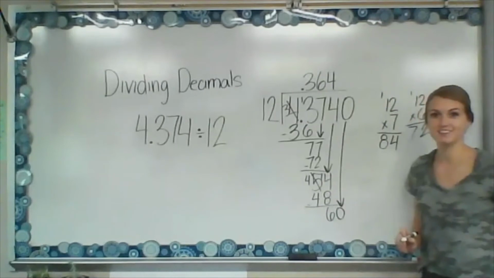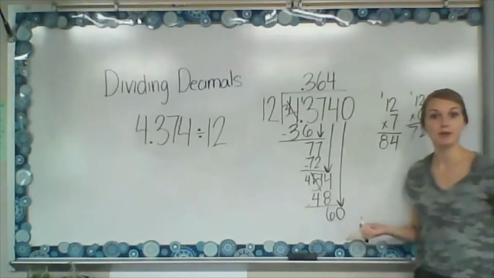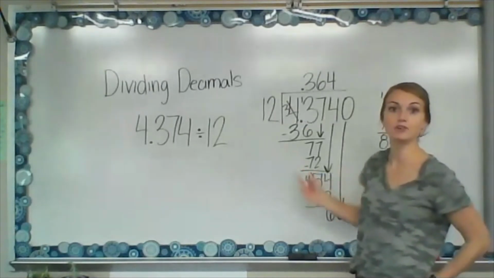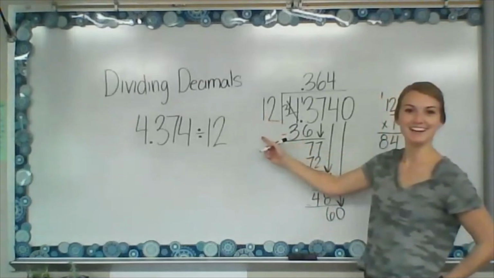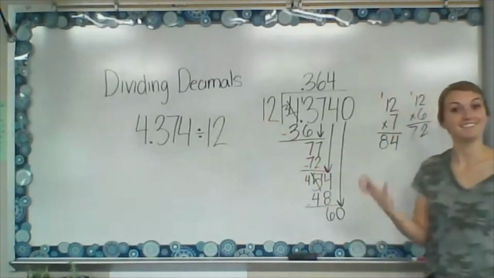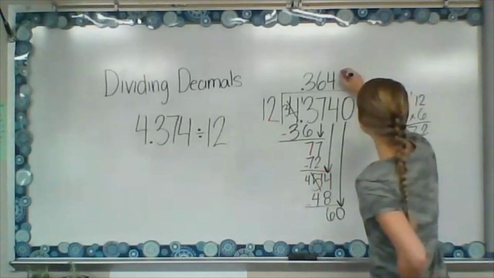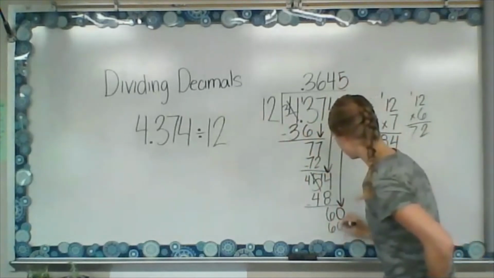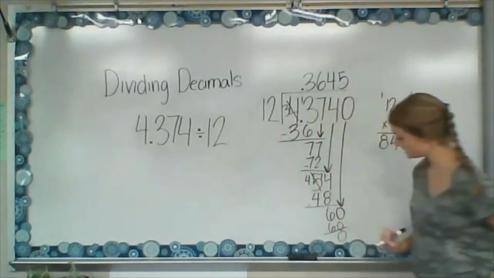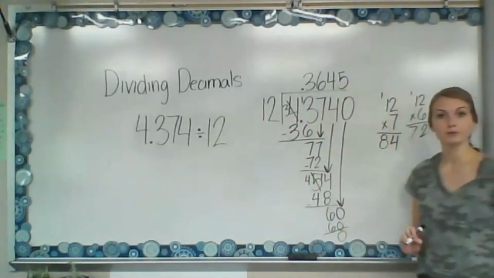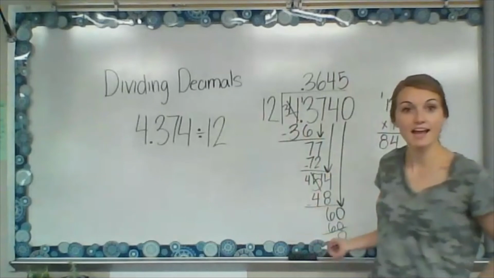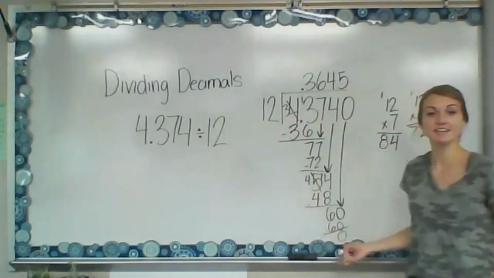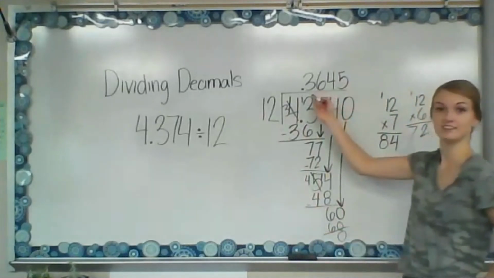And then we bring down our 0, and now we have 60. So then we ask ourselves, how many times does 12 go into 60? 5 times. 5 times 12 is 60. 60 minus 60 is 0. So I'm done, right? I have to get to a 0. I did. That's my answer.